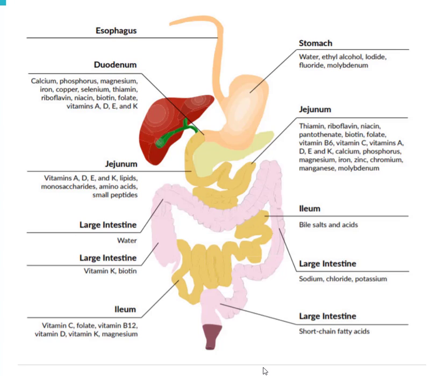And that is just a quick overview. I thought this was a very nice diagram, and I hope this is helpful in understanding where the nutrients are absorbed.